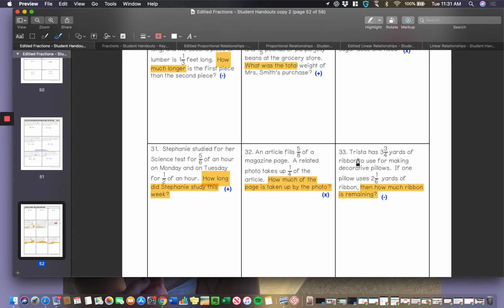33, Trista has 3 3/4 yards of ribbon to use for making decorative pillows. If one pillow uses 2 1/6 yards of ribbon, then how much ribbon is remaining? Well, if we need to find how much ribbon is remaining, we need to subtract how much ribbon they used in the second from how much she had to start with.